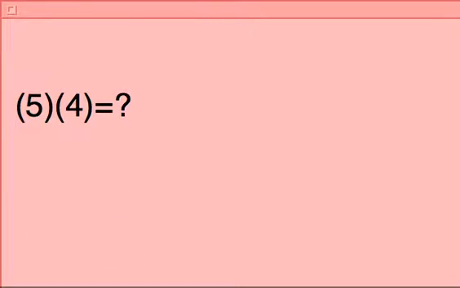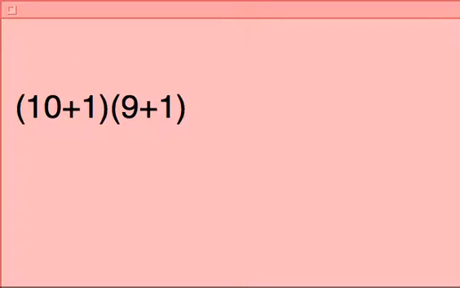So say you saw this. You see open parentheses 5, close parentheses, open parentheses 4, close parentheses. Well, you know that parentheses just stand for multiplication signs. Therefore, you can multiply this as you would as a regular. So this is equivalent to this. So we know that this equals 20.